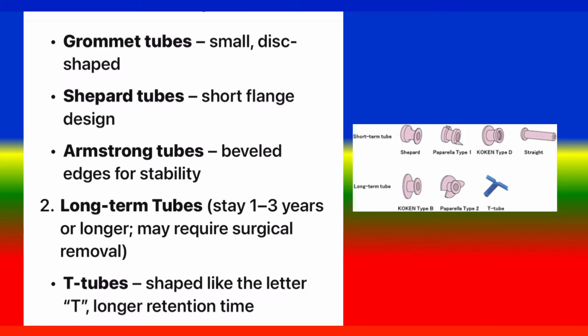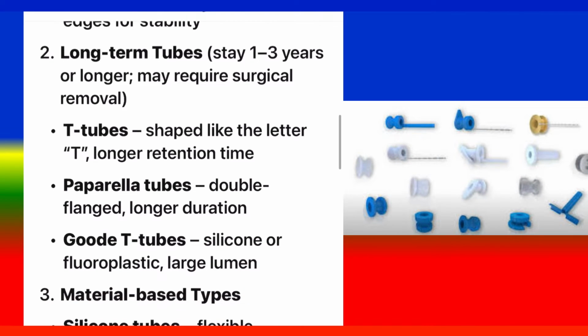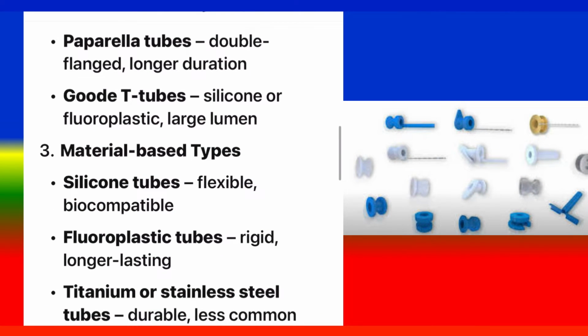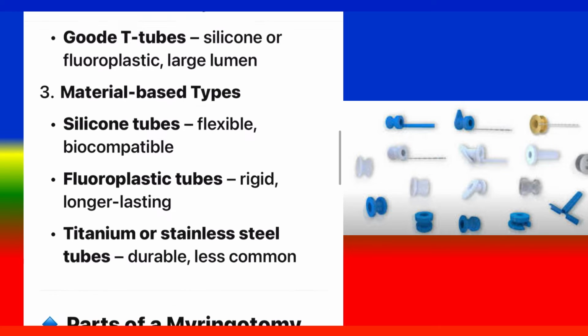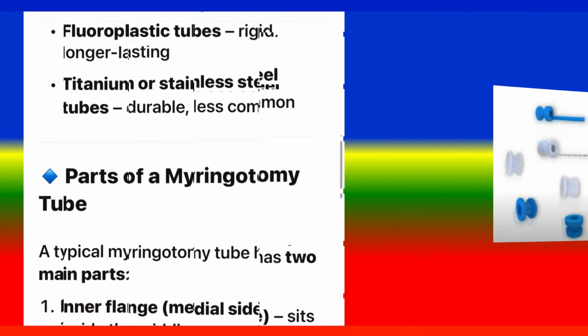T-tubes, shaped like the letter T, longer retention time. Paparella tubes, double-flanged, longer duration. Goode T-tubes, silicone or fluoroplastic, large lumen. Material-based types: silicone tubes, flexible, biocompatible. Fluoroplastic tubes, rigid, longer lasting. Titanium or stainless steel tubes, durable, less common.